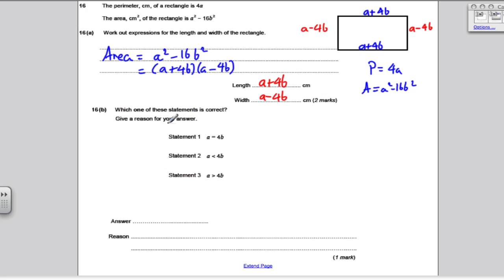Okay, which one of these statements is correct? Give a reason for your answer. Is statement A, is a equal to 4b, is a less than 4b, or is a bigger than 4b? Well, for the width to have any value, a must be bigger than 4b. So statement 3, and you could write if a minus 4b is bigger than 0, i.e. the side must have width, then a is bigger than 4b, must be our answer.